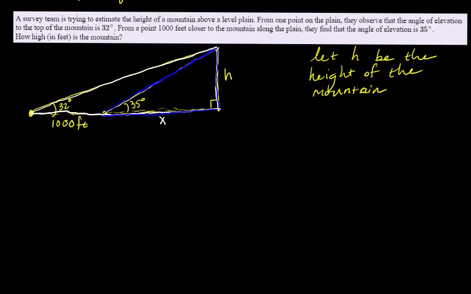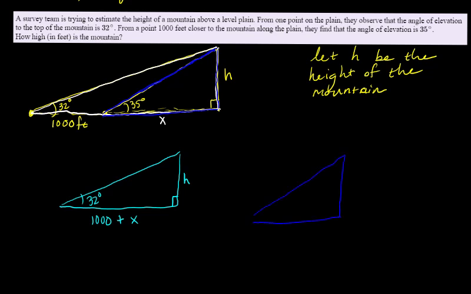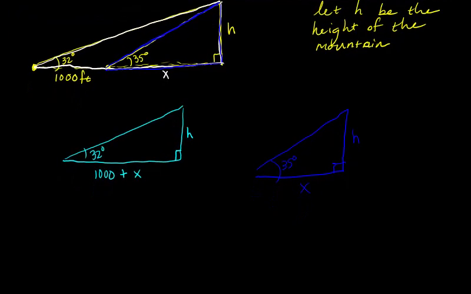So here's the one that I outlined, right? So you've got this guy, and that would be 32 degrees. This is h, and this is, hopefully you would agree, 1,000 plus x. And that's my first right triangle, the big one. Then I've got the smaller one, which would be, right, 35 degrees here. And then there's my right angle, and this is h, and this is x. And if you take a look, they both incorporate the variable h.